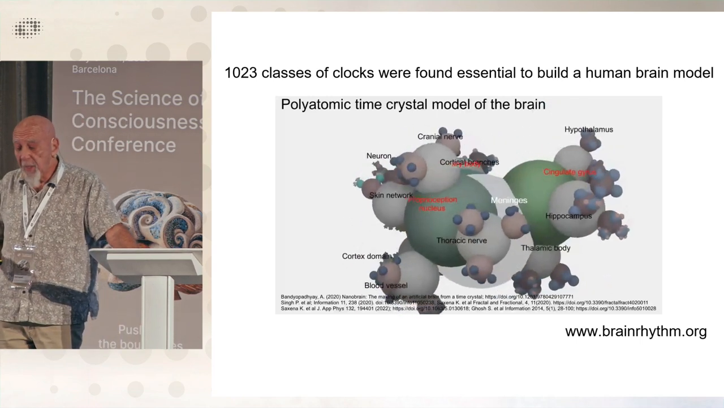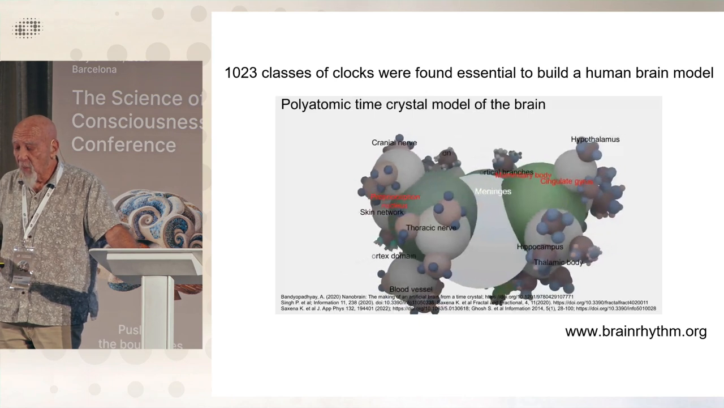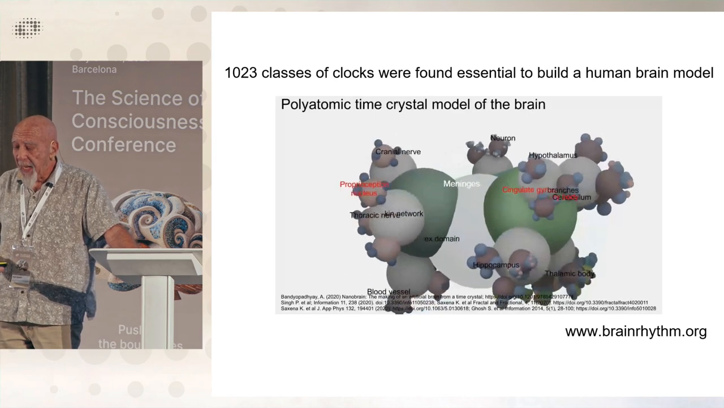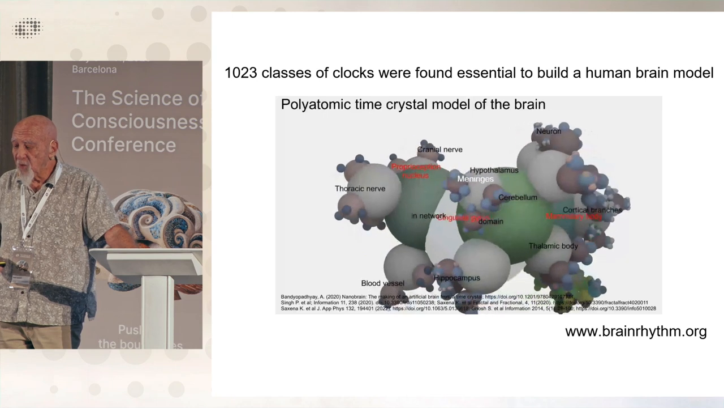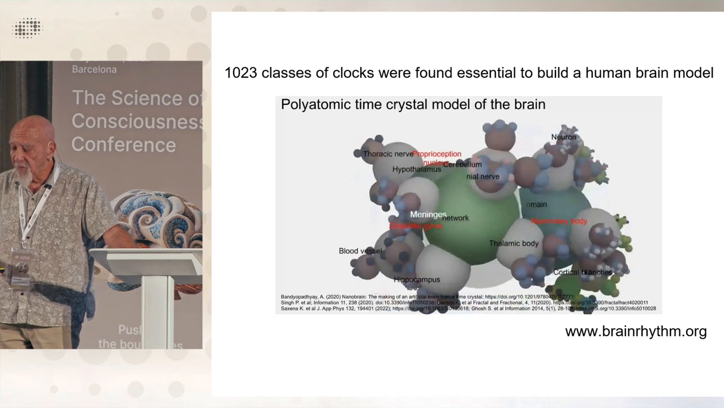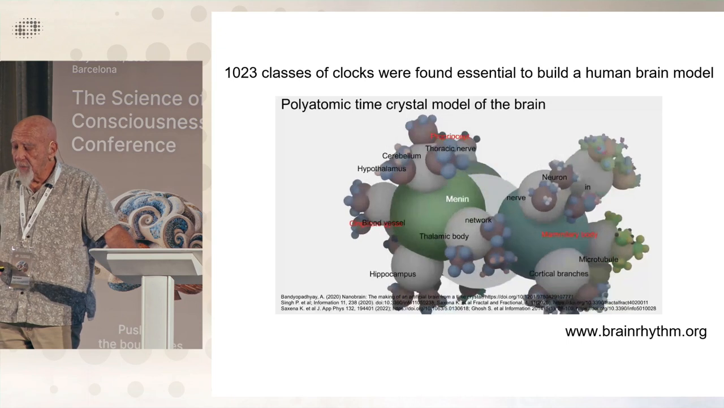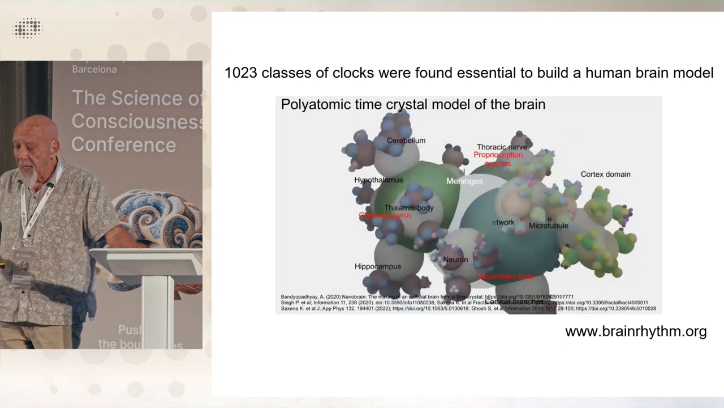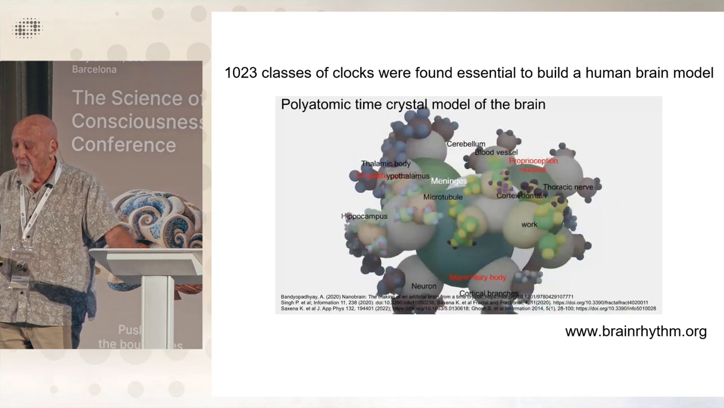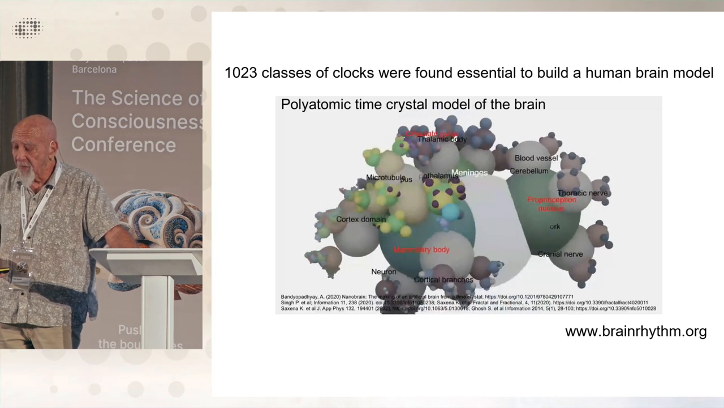It's moving slowly. It's actually moving much faster, but this is so we can see what they're supposed to represent. The smaller the spheres, the faster the oscillations. And so you can put all kinds of frequencies together and come up with a polyatomic or a time crystal with multiple frequency scales.